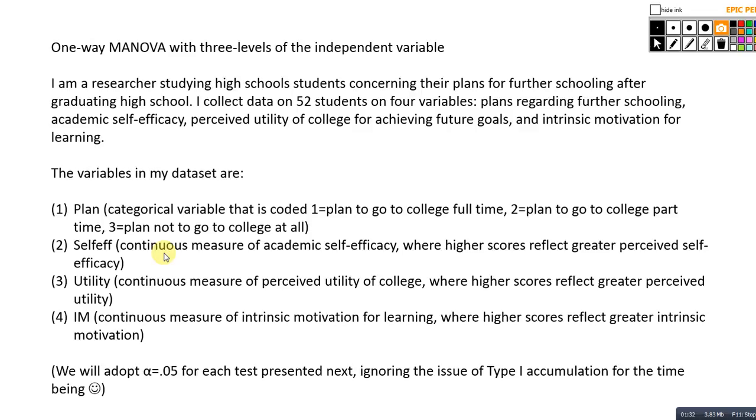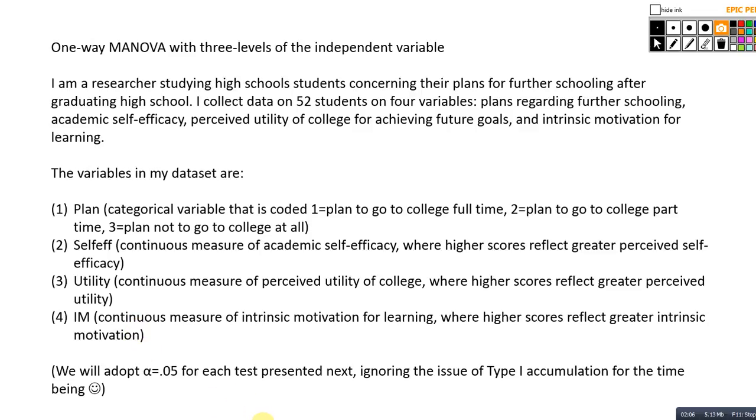It's assumed to be continuous, where higher scores reflect greater self-efficacy. The third variable is perceived utility, which is also assumed to be a continuous measure with higher scores reflecting greater perceived utility of college. And number 4 is intrinsic motivation. It's also assumed to be continuous, where higher scores reflect greater intrinsic motivation for learning. So basically the independent variable is plan, and self-efficacy, utility, and intrinsic motivation are my 3 dependent variables.